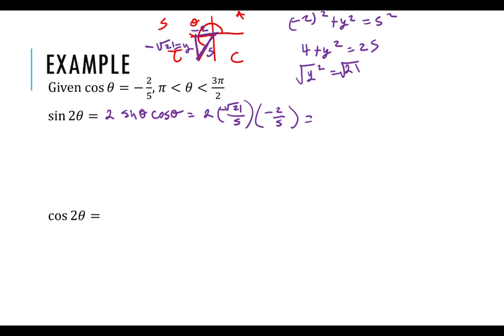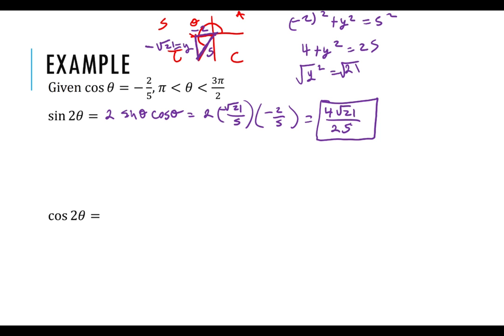At this point, sine 2 theta is going to give me negative times negative, which is positive. 2 times 2 is 4. That's going to be 4 root 21 over 5 times 5, or 25. I should double check to make sure this won't reduce, but root 21 is 7 times 3, so it won't reduce. And so I claim that sine of 2 theta is 4 root 21 over 25.